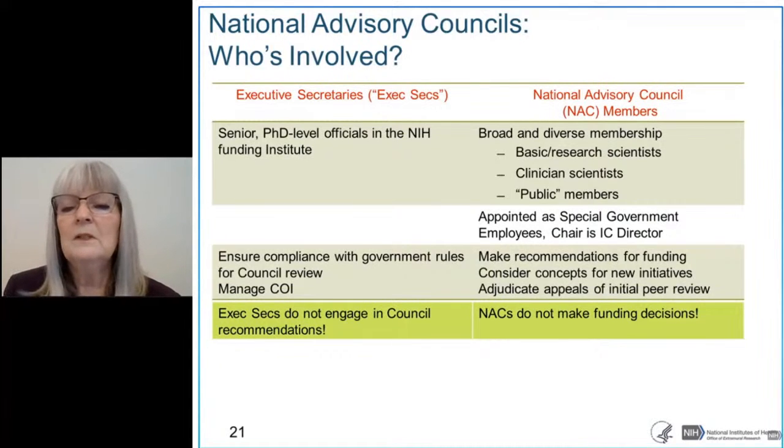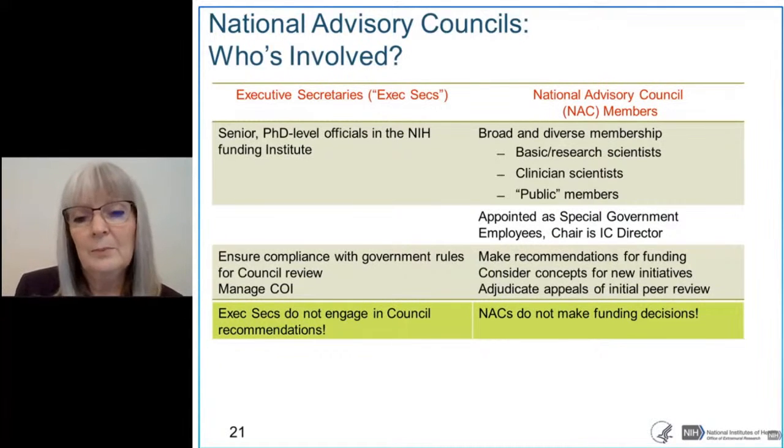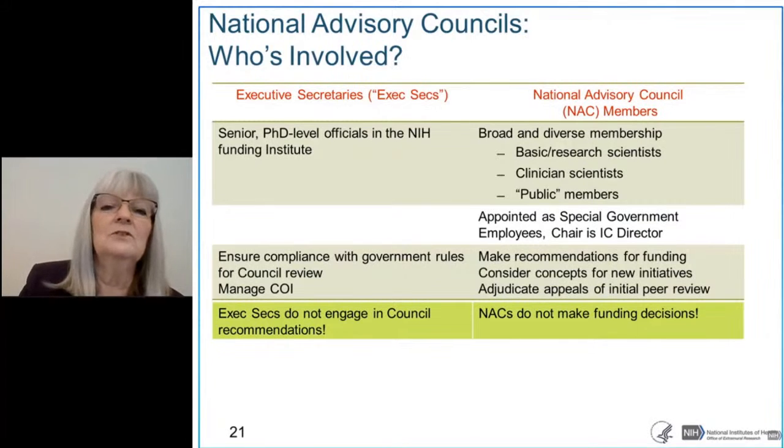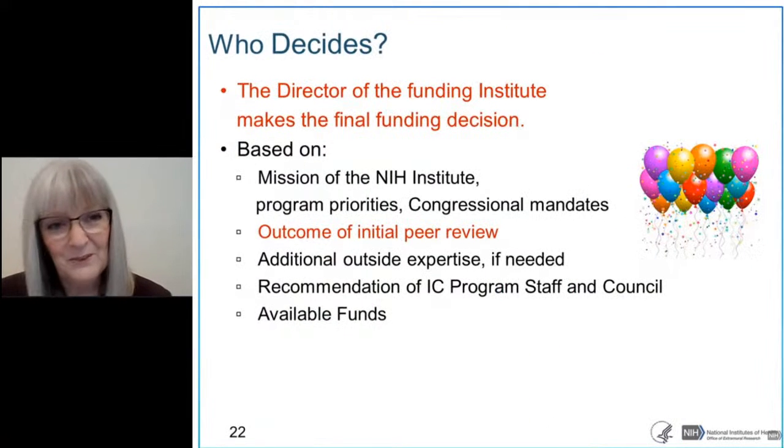The council makes recommendations for funding particular applications. They consider concepts for new initiatives, and they adjudicate appeals of initial peer review. So if an appeal comes in and the program official and the scientific review officer cannot resolve the appeal of peer review, then it is given to the council to adjudicate. Again, National Advisory Councils do not make funding decisions. They make recommendations. So who does make the final decision?